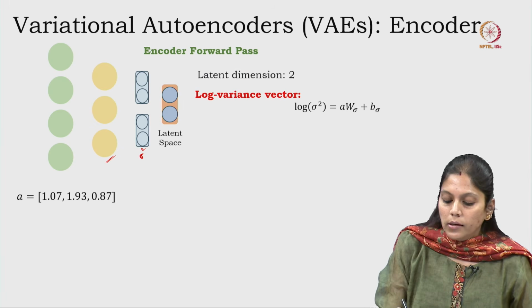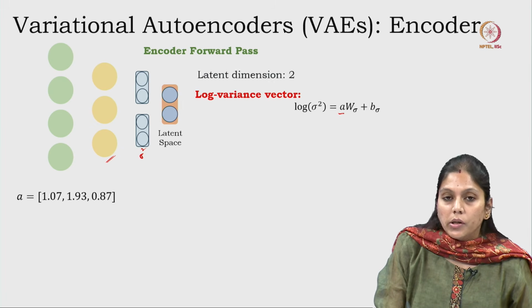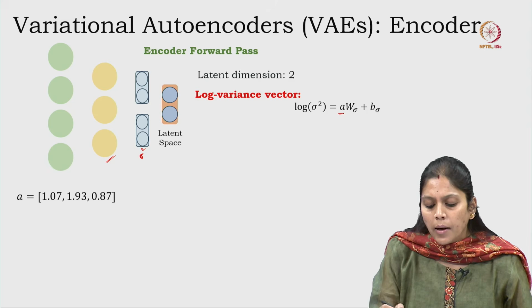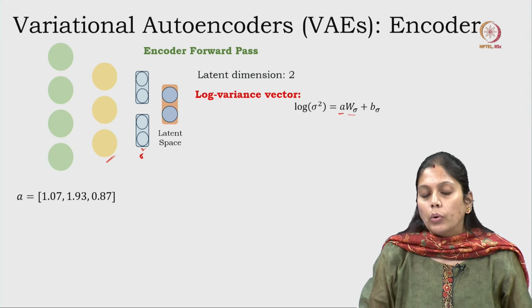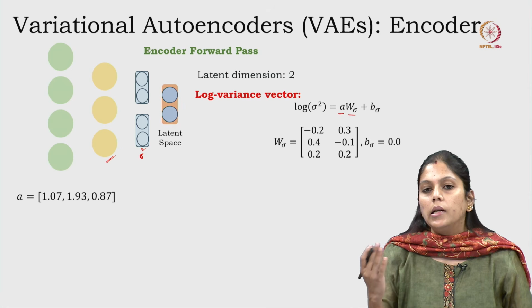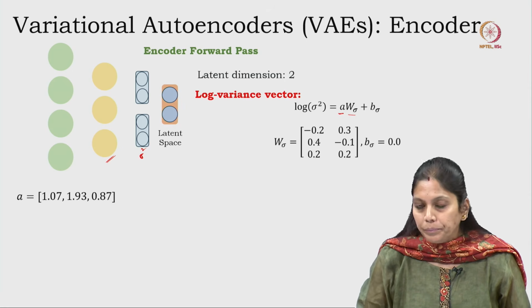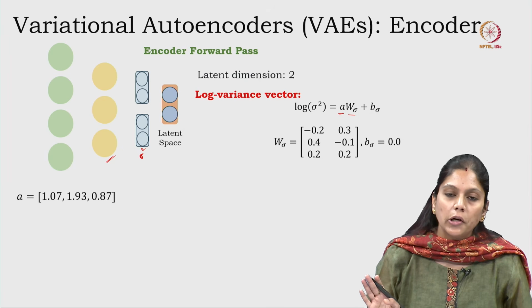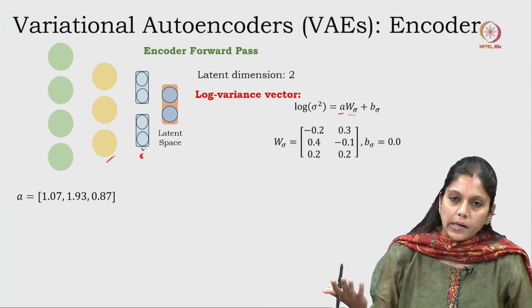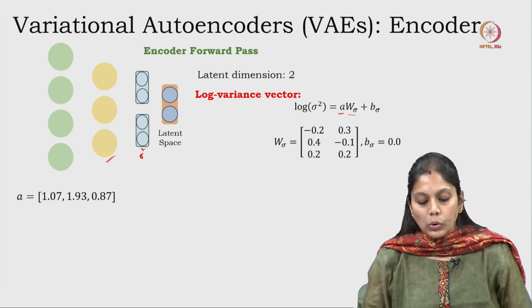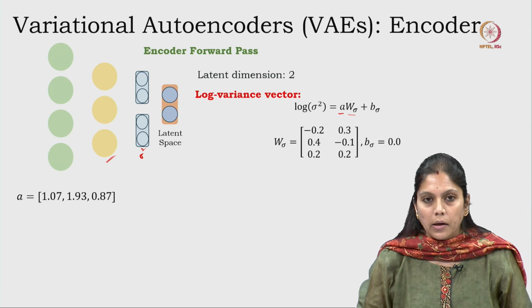From the log variance, you take the output, which is denoted as A, and you multiply it with the weight and then add the bias term. Here we are considering this set of parameters. These are randomly initialized. Over a period of time, during backpropagation, all of these parameters get updated, which we will see. Now, how do you make the connection?